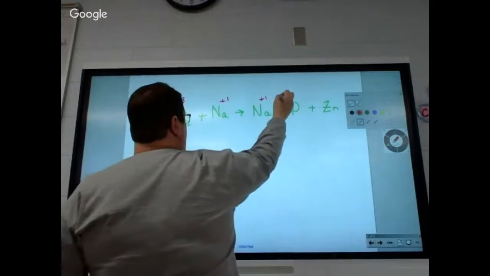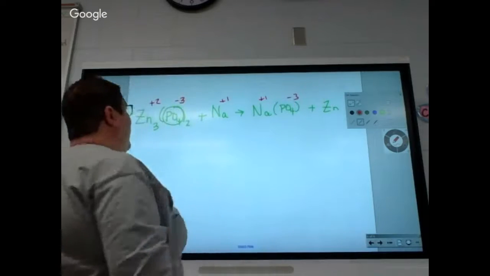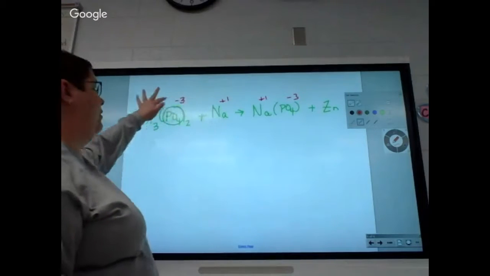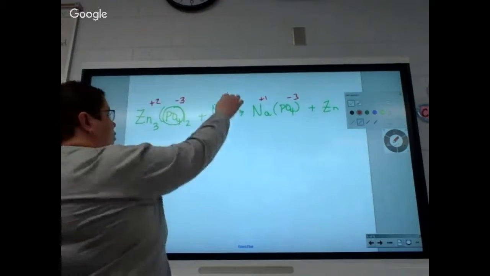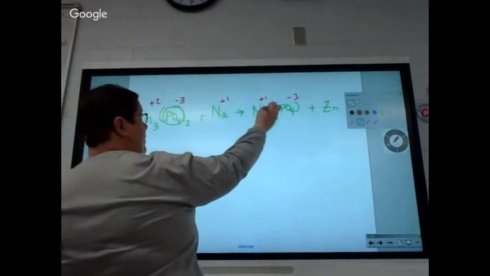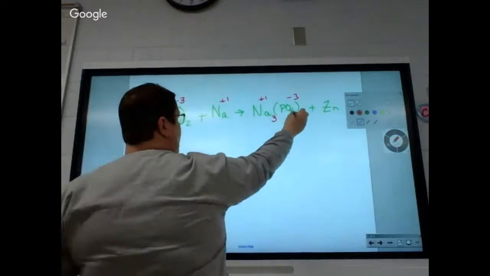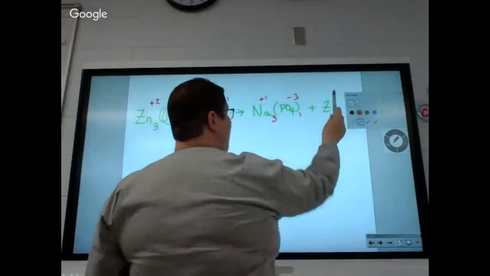Oxidation number, so plus 1 and minus 3. That's why I leave my oxidation numbers written right here, because I don't have to look them up again. They're already right there in front of me. So Na has a 1, phosphate has a 3. I'm going to have a 3 here and a 1 there. And zinc is by itself.